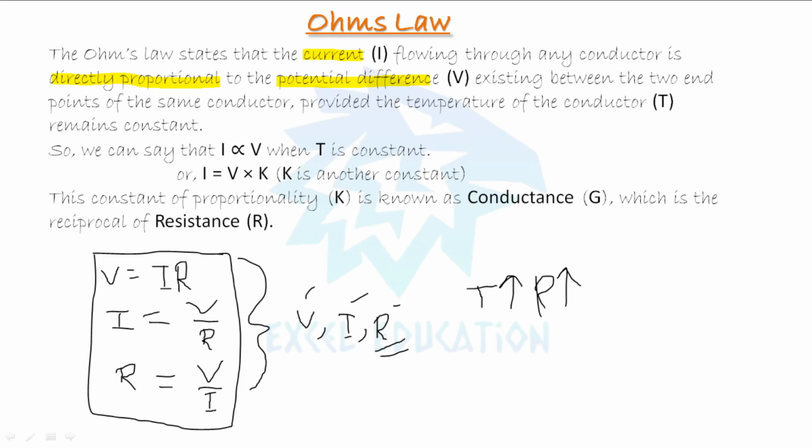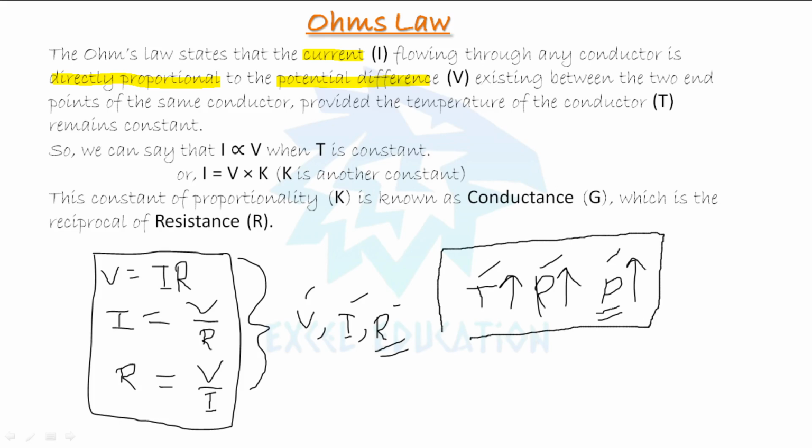Why does the value of R also increase? Because the value of rho, the resistivity that is fundamental to the conductor, also increases. By increasing the temperature we can increase rho, and that's why R will also increase. So Ohm's law will only be applicable when the temperature is constant.